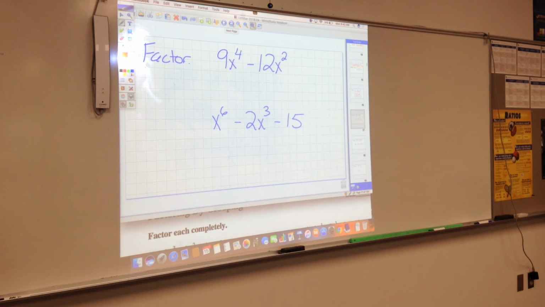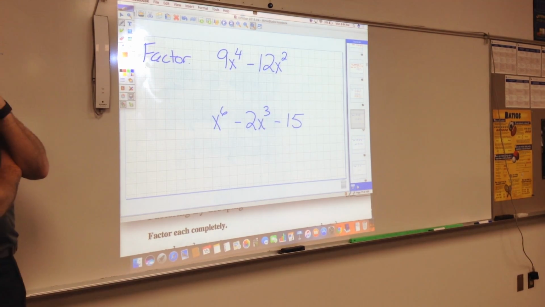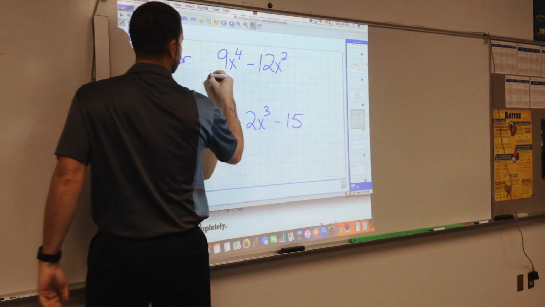9x to the 4th minus 12x squared. Take out the greatest common factor. If there's a greatest common factor, you need to recognize that right away. Always, always, always take out the greatest common factor. What will it be? 3x squared. You guys are rolling on this.